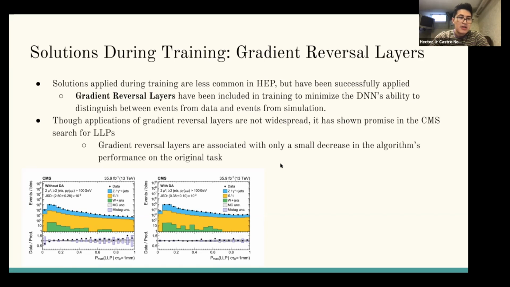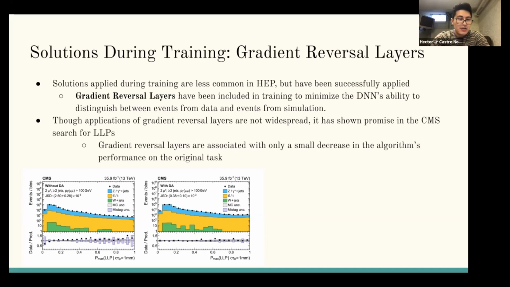Gradient reversal layers. Solutions applied during training are less common in high-energy physics, but have been successfully applied. Gradient reversal layers have been included in training to minimize the DNN's ability to distinguish between events from data and events from simulation. For instance, a CMS search for new long-lived particles decaying to jets utilizes a DNN to identify jets originating from long-lived particles. A gradient reversal layer is included during training to minimize the DNN's ability to distinguish between events from data and events from simulations. Although applications of gradient reversal layers are not widespread, it has shown promise in the CMS search for long-lived particles.